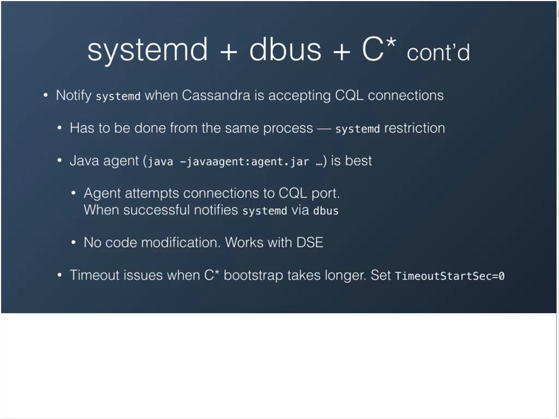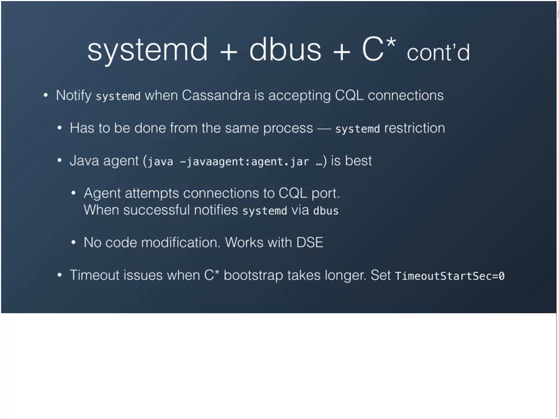We use a Java agent for this. A Java agent is kind of like a sidecar component that you can load into the JVM. It's typically used for debugging purposes and stuff like that, but an agent actually has full access to everything that's running inside the JVM. So you can do things like open sockets and run threads and all that sort of stuff.